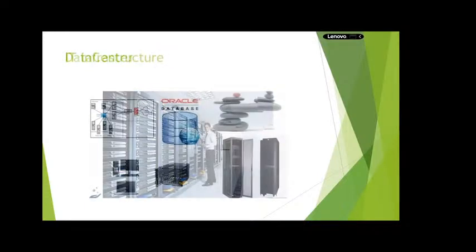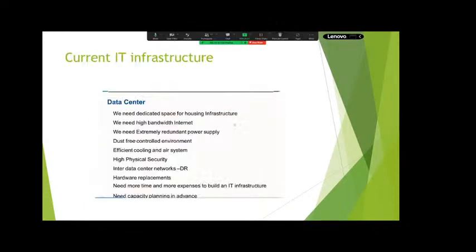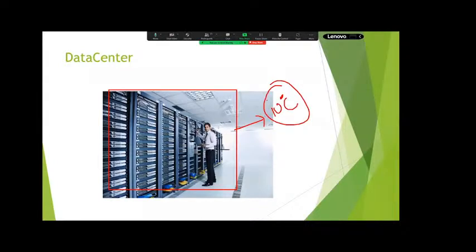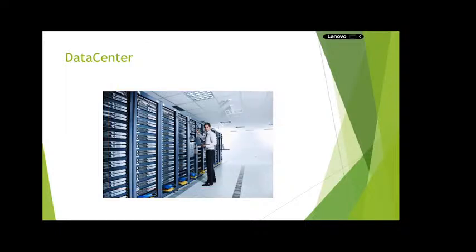Next, another thing is an efficient cooling system. Efficient cooling system means if we enter the data center, you can see a temperature of less than 10 degrees Celsius. Why? Because any hardware device produces a lot of heat. In order to cool it, we should always maintain the AC temperature at less than 10 degrees Celsius.